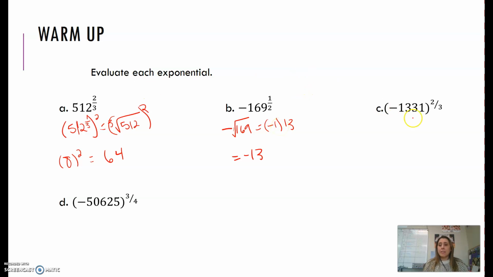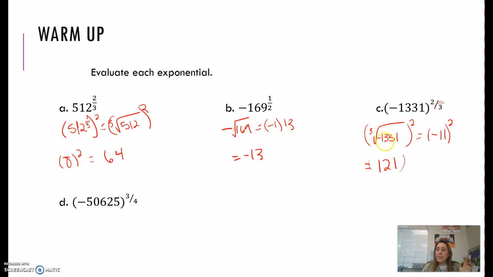Now this one, when we're looking at this, the 3 is odd, which means we can do that, so we're going to do the cubed root of negative 1,331, and all of that is going to be squared. Well, the cubed root of negative 1,331 is, well, negative 11 times negative 11 is a positive 121. A positive 121 times a negative 11 is a negative 1,331. So then we get negative 11 squared. And negative 11 times negative 11, we just said, is a positive 121. So that is the final answer.